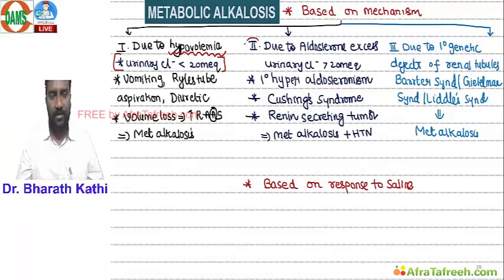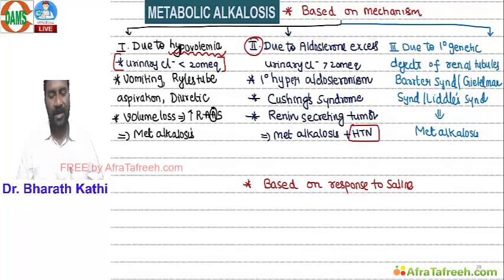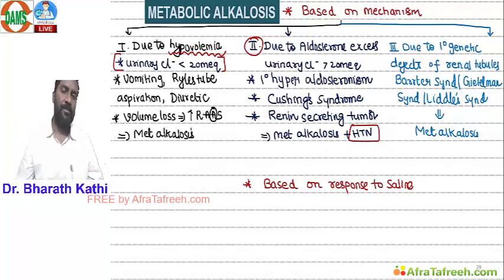Whereas in category 2, it is associated with hypertension, volume overload. Is there any need for your kidneys to retain excess salt and water? No. Kidneys will not be interested in retaining salt. So within the urine, chloride can be lost usually. Urinary chloride will be more than 20 milliequivalents.